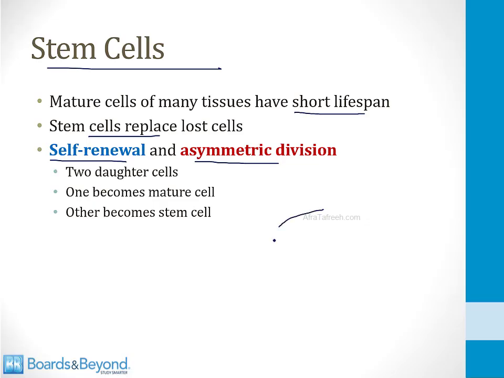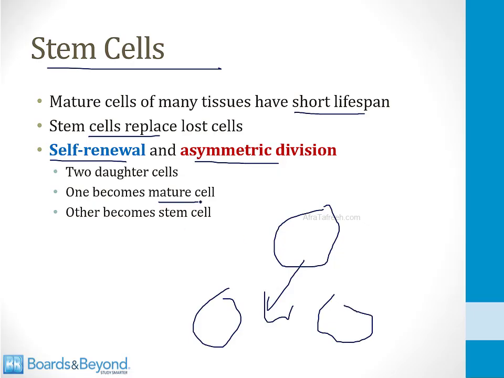What this means is that each stem cell is capable of dividing into two daughter cells. One can go on and become a mature cell to replace a lost cell. The other one can become a stem cell so that you never lose a stem cell. That's called self-renewal and asymmetric division, and these are properties of all stem cells.